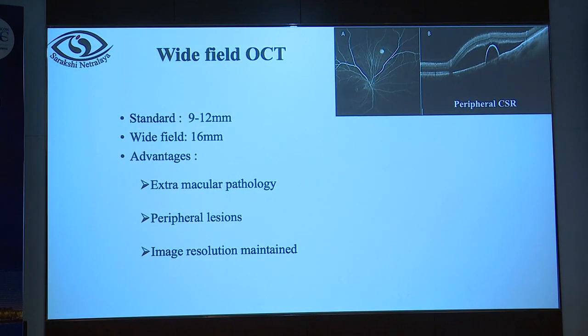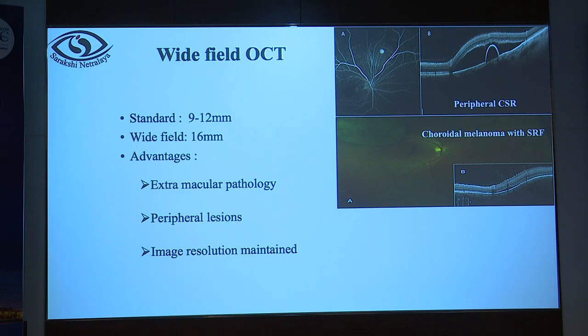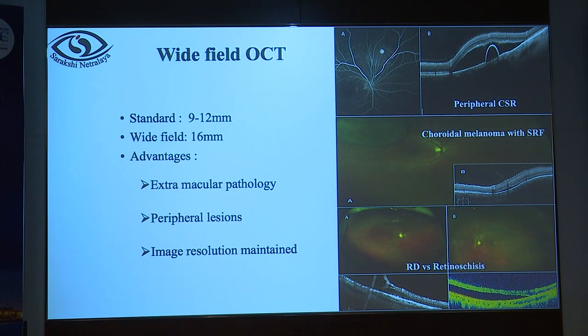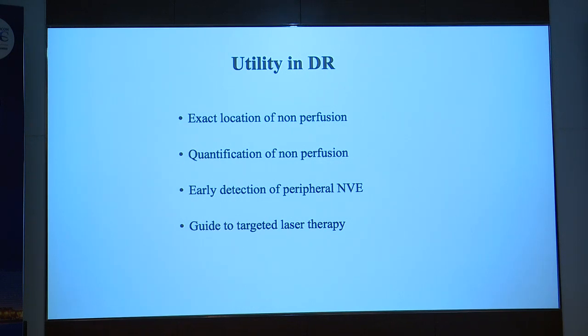The system offers us the advantage of a wide field OCT as well. With standard OCTs, we get a section of 9 to 12 millimeters, while with wide field here you get 16 millimeters, and so you can pick up extramacular pathologies like choroidal melanoma or RD versus retinoschisis. I will subsequently elaborate on the cases I will be showing.